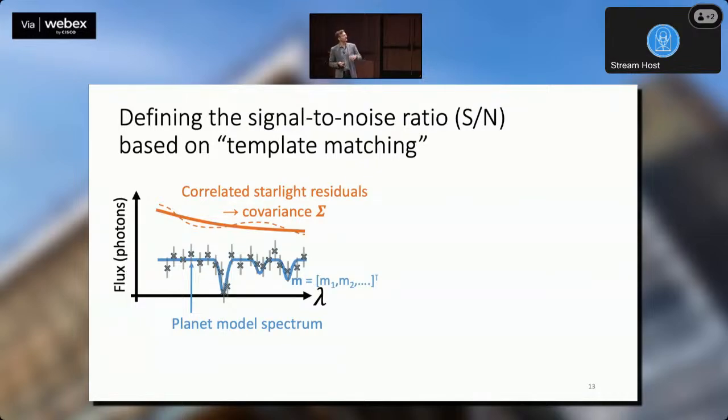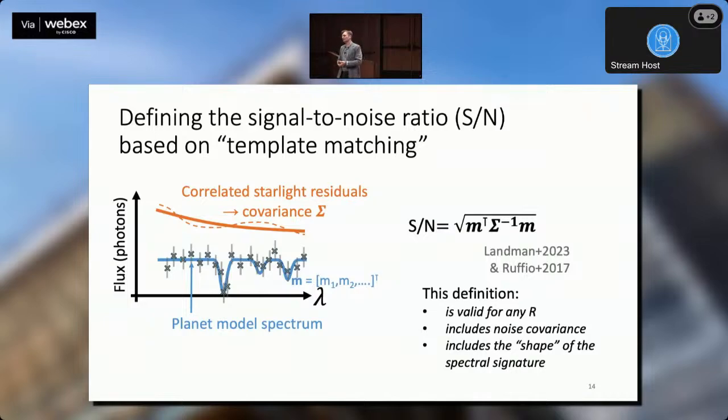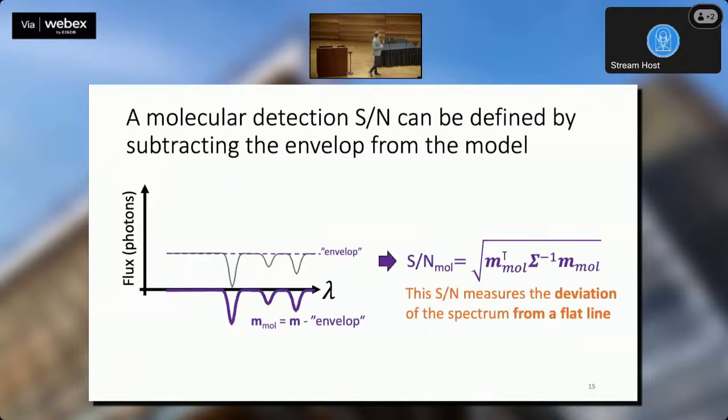The idea is, if you have a planet model, call it M, and you have a model of your noise that also includes correlation, so that covariance, then from those two things, you can define a signal-to-noise ratio for the planet that is valid at any spectral resolution, that includes a model of the noise covariance, and that also includes the shape of the spectrum that you're looking for. So I think that's a pretty nice framework.